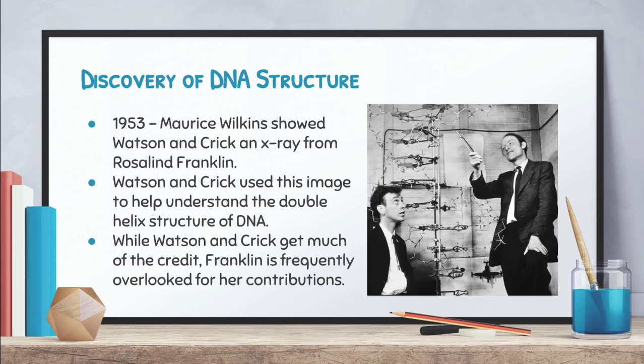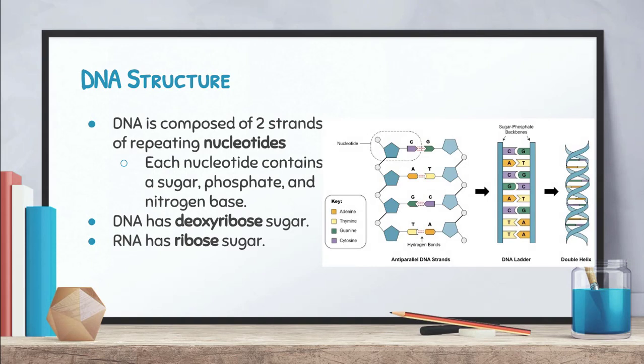So what we do know is that DNA exists in two strands that go in a double helix or spiral staircase type shape. Now, while Watson and Crick get much of the credit, Franklin is frequently overlooked for her contributions, which is very unfortunate. Now, Watson and Crick would go on to win the Nobel Prize for this. However, Rosalind Franklin did not win anything, unfortunately, for her contributions to the discovery of the structure of DNA.